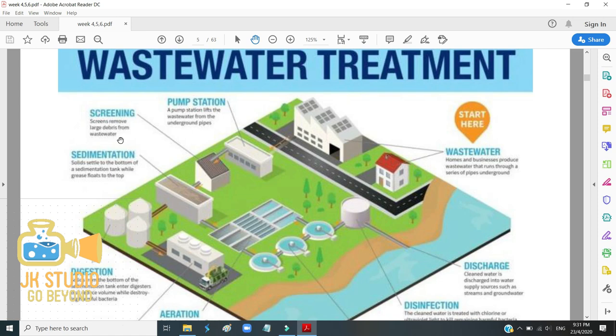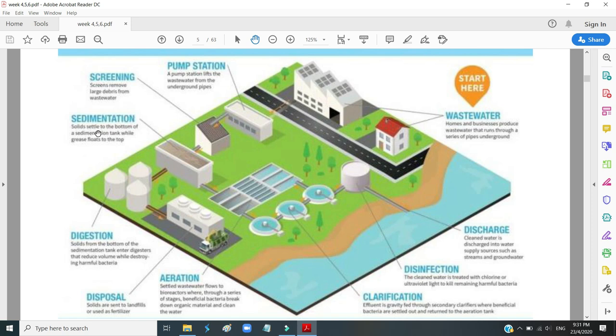And then sedimentation. The solids will settle to the bottom of a sedimentation tank, while grease will float on the top. The solids will go through a digestion process, which reduces their volume and also destroys harmful bacteria. Finally, they will be disposed of in landfill or used as fertilizer. While the other sewage water will go through an aeration process, which is a bioreactor, a series of stages where beneficial bacteria will break down organic material and clean the water.